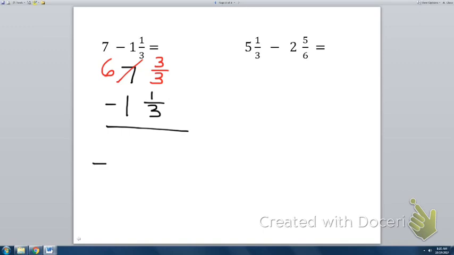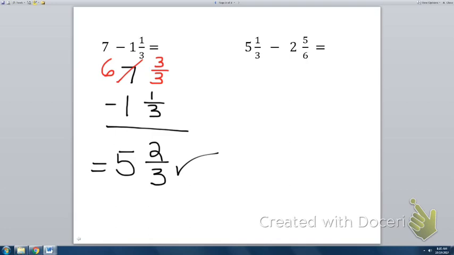And let's subtract the whole numbers. 1 from 6 is 5. I have a common denominator of 3. And 1 from 3 is 2, and we know automatically, that's my favorite, when the numerator is 1 less than the denominator, you're automatically in lowest terms. So that wasn't too hard at all.